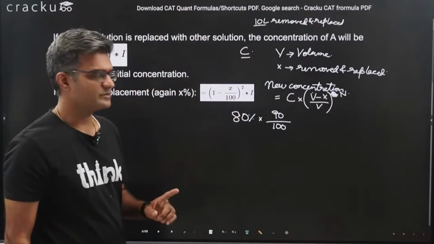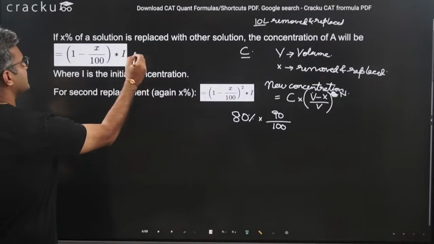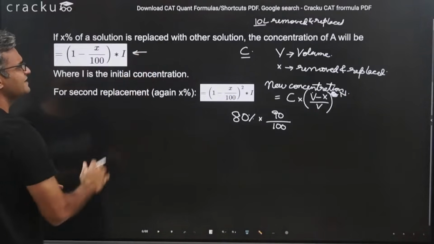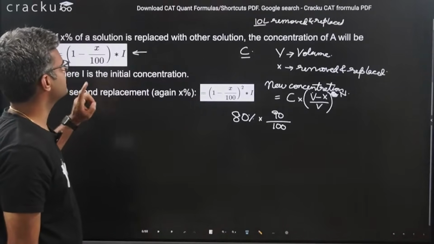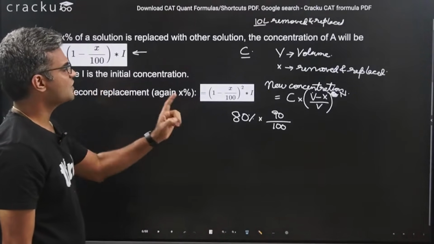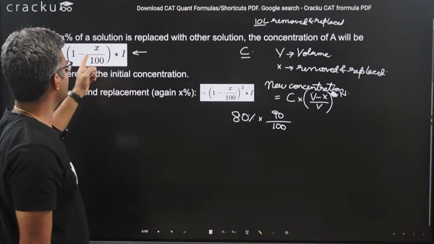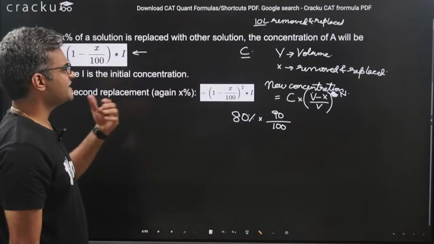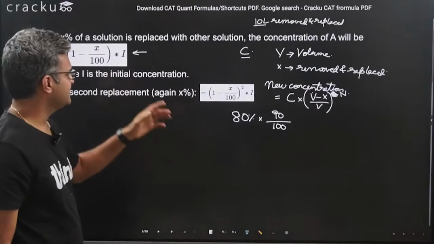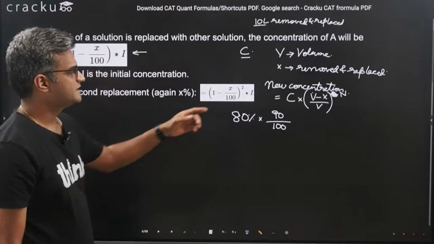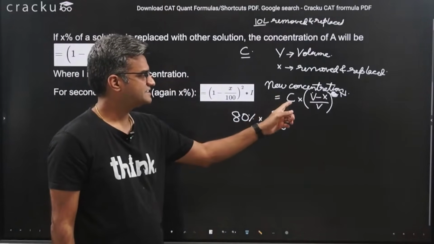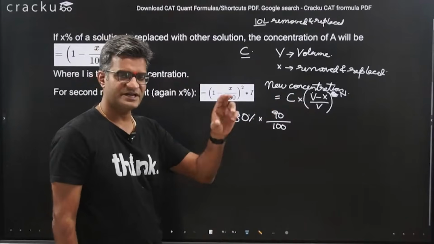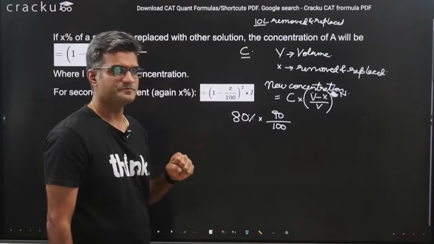This is basically something you should remember. This also we have given over here. It is basically the same thing with different variables. If X% of the solution is replaced with another solution, the concentration of A will be 1 minus X by 100 into the initial concentration, which is basically what we are essentially saying. Here they have given it as a percentage. There I have taken it as numbers. Again, if you are simplifying it, it will be just C into 1 minus X by V. That X by V is the percentage that is removed.